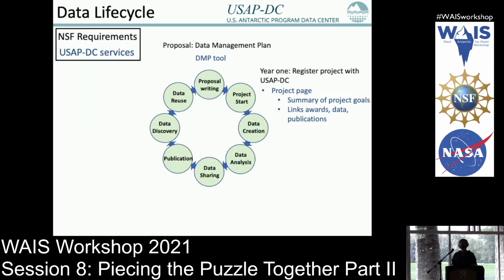But of course, that proposal is going to be awarded. And when it is, you're going to be really excited, and you're going to get the award letter from NSF, but then you'll also shortly get an email from USAP DC. A bunch of people might have got them in the last few months, welcoming you to the data center and letting you know what you can do to start getting involved in it immediately. Because within the first year of your project, we encourage you to register at USAP DC, and we'll create a project page. So it's like a home page on the data center website that describes your project.